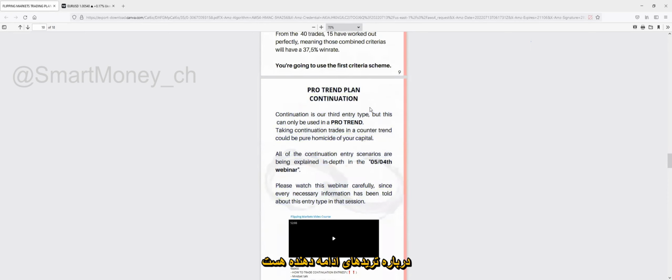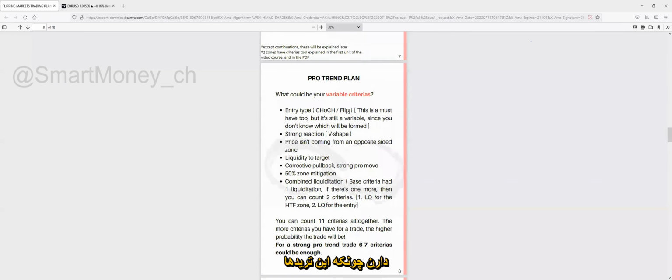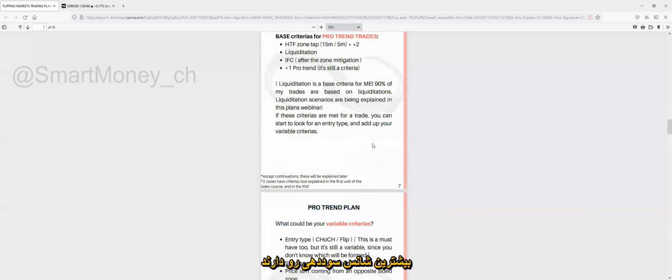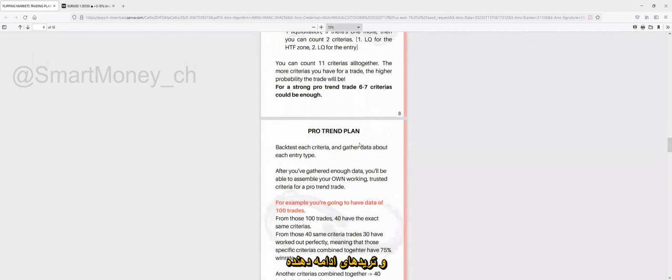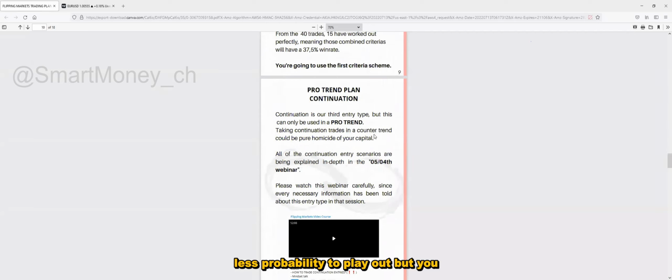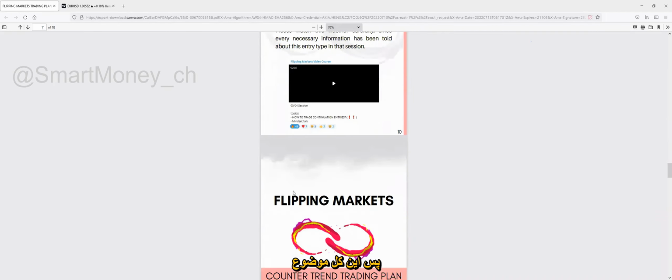Concatenation trades actually have less probability than, for example, these reversal, change of character / flip trades. So these trades with these base criteria and with these variable criteria have the highest probability to play out. Okay, so these trades have the highest probability to play out. Concatenations have less probability to play out, but you have to know the concatenation scenarios too. And those concatenation scenarios are explained in this webinar. So yeah, that's about the concatenations.